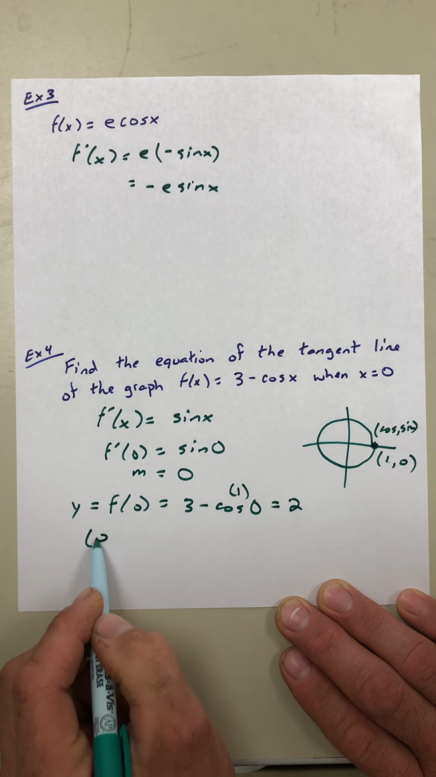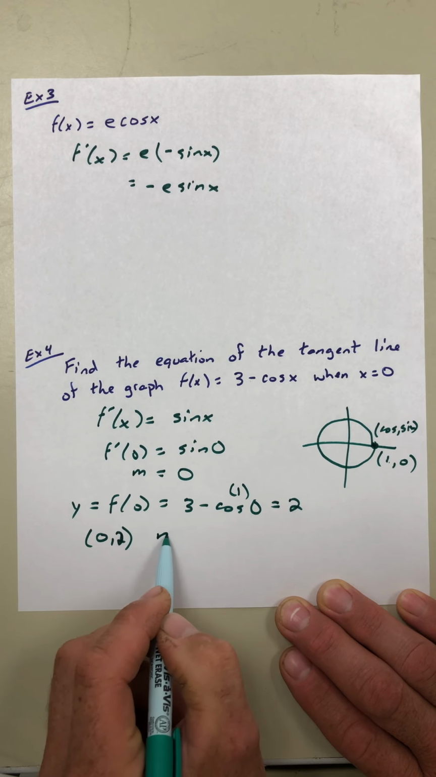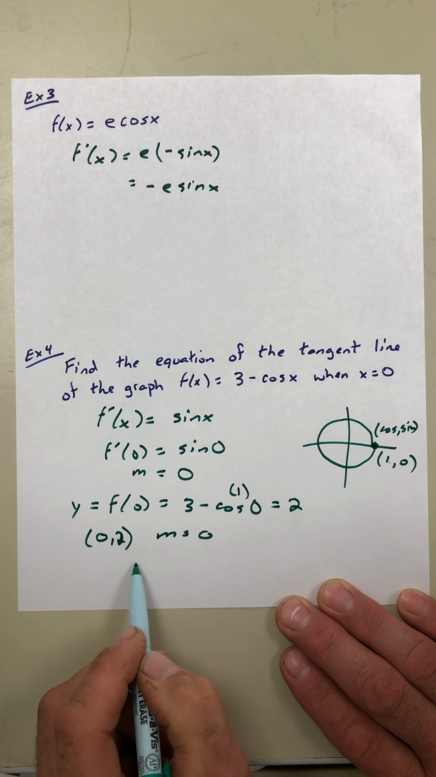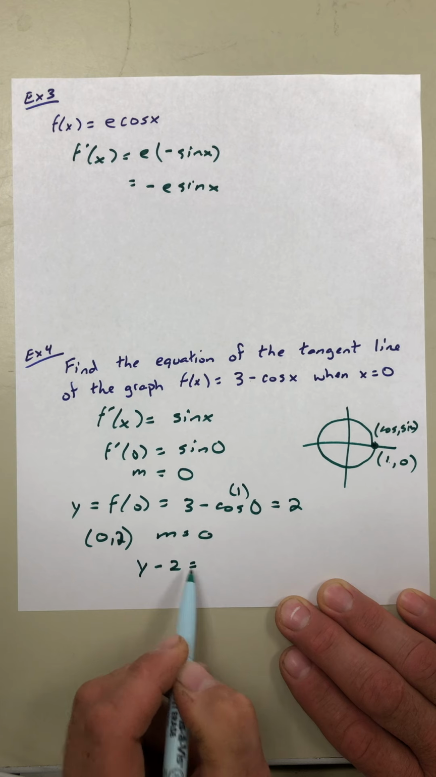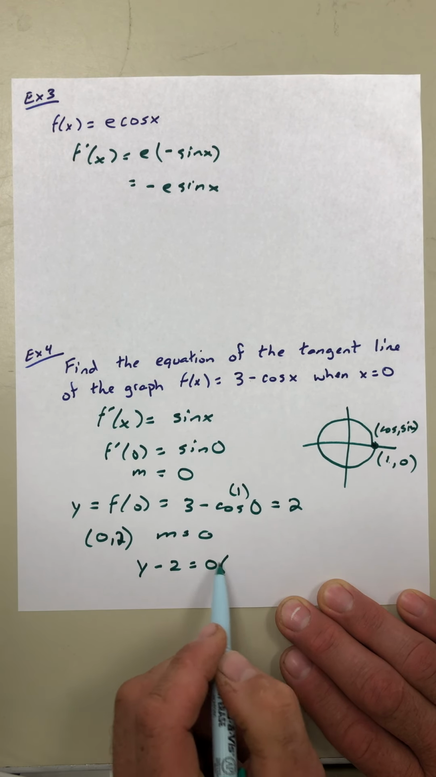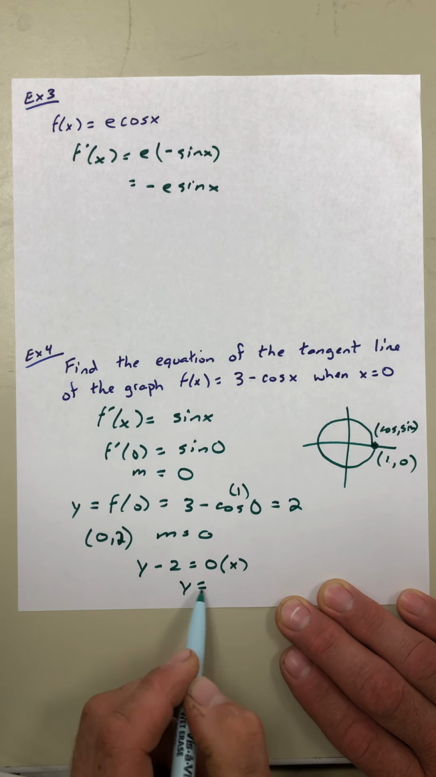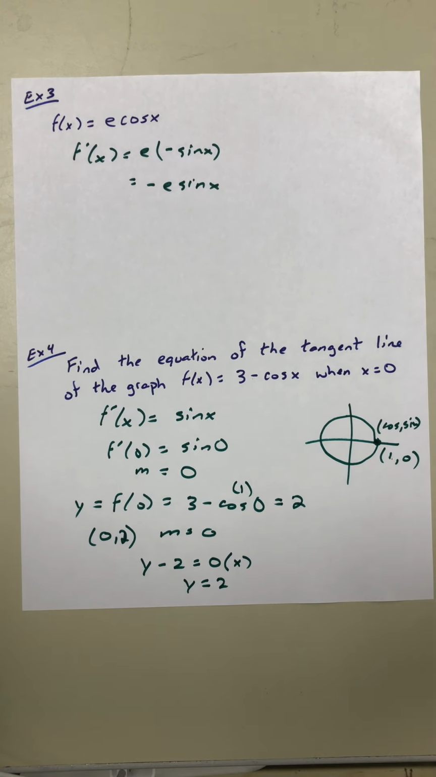So we have the point (0, 2), and we have a slope of 0. So my equation is y minus 2 equals 0 times x, and so on. Doesn't matter because it's being multiplied by 0. We can clean this up and make it look like y equals 2. And that's going to end our derivatives with trig.